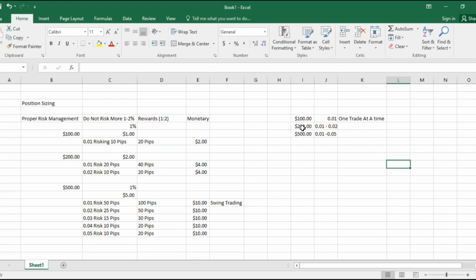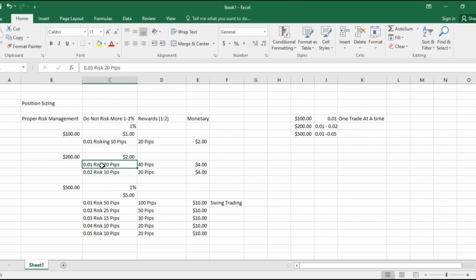Then in this account, if you're using a $200 account, it means you can open one trade of 0.01 and you risk 10 pips, or you risk 20 pips, or you can open one trade of 0.02 and you risk 10 pips. So that is one trade at a time.